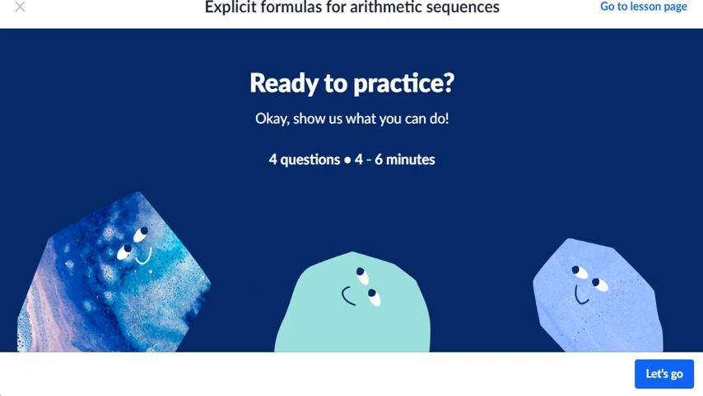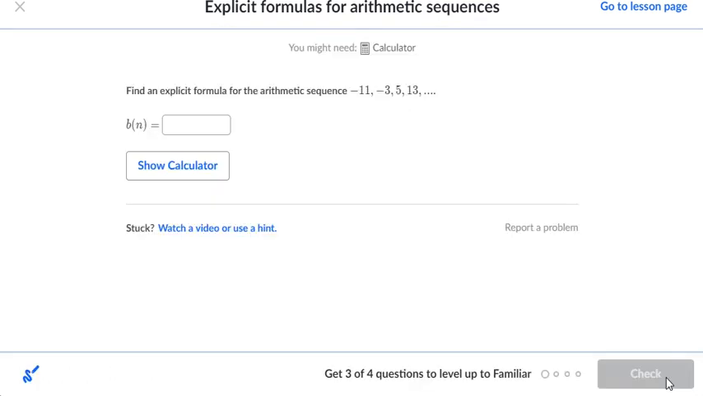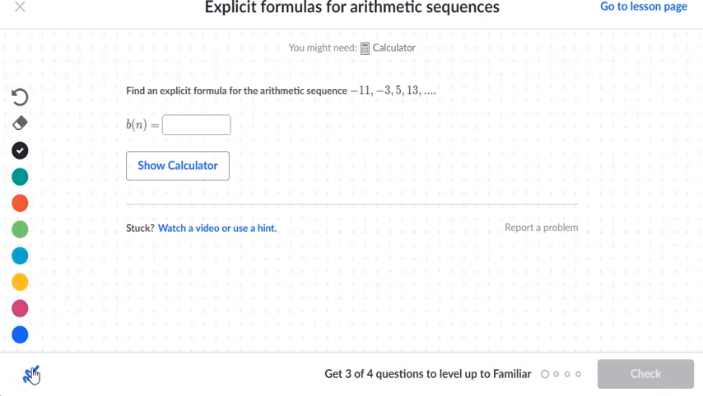Sequences. Explicit formulas for arithmetic sequences. Find the explicit formula for the arithmetic sequence. So you have negative 11, that's your first term. Your second term is negative 3. Your third term is 5. And your fourth term is 13.